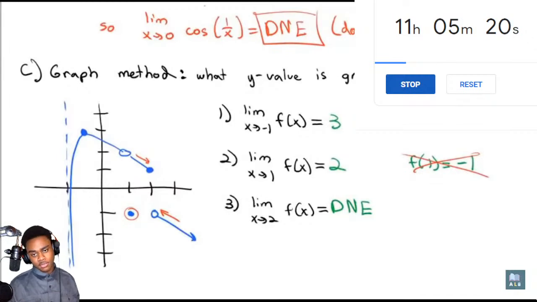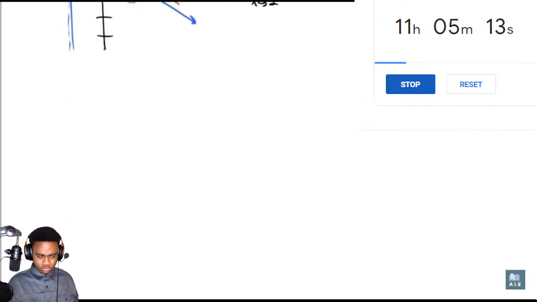Which kind of sets up the idea that if we're approaching one value on the left and one value on the right, why don't we call those two different limits?